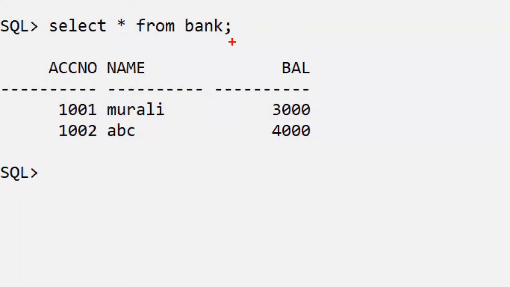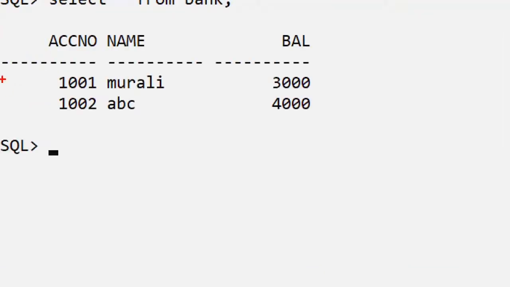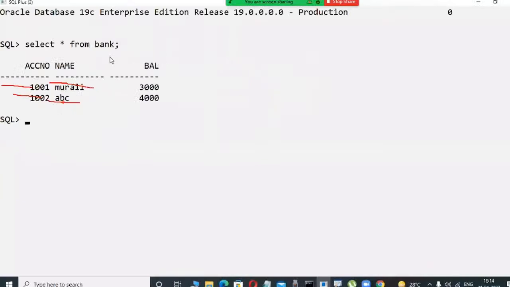Suppose this is a bank, for example SBI bank. In this bank, this is the data. Observe here, these are columns: account number, name, and balance. These are called columns. Here, these are 1001 and so on. These are called rows or data.